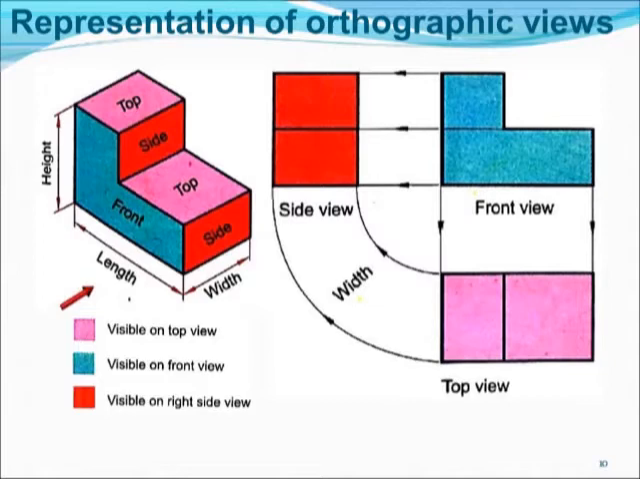Since I have to draw the top view below the front view, I am seeing that particular 3D component which is available in pink color, and I am going to draw the same in HP, that is below the front view. And since I can see the right side view, I will be drawing the corresponding right side view, which is in red color.